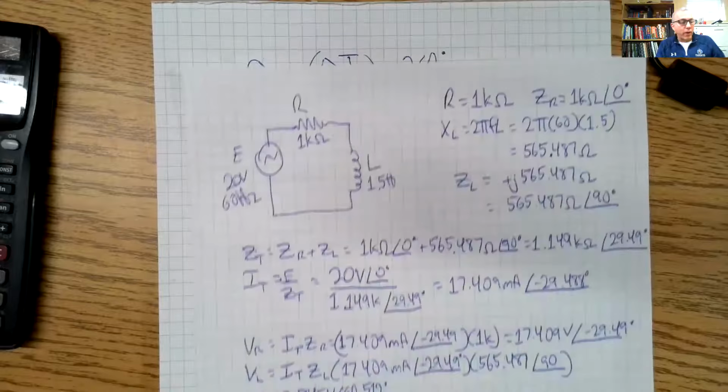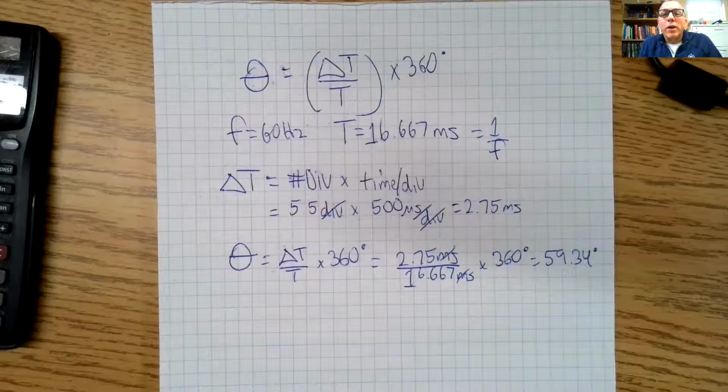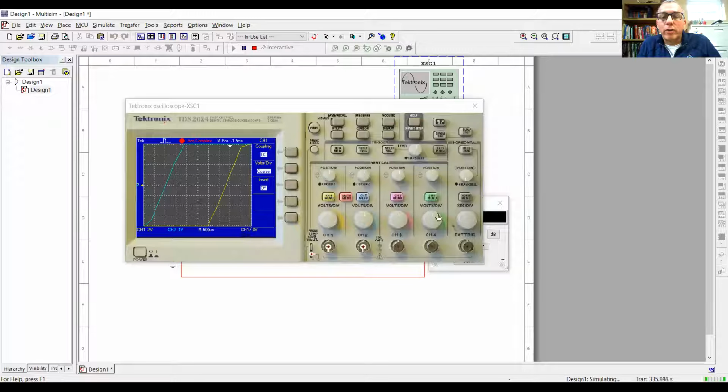If we wanted to become more accurate, we can just take our signal and see if we can stretch it out. I don't think we can stretch out much more because that's 5.5 divisions, and this screen is 10 divisions wide. So let's try anyways. No, we lose that one. So that's where we're at.